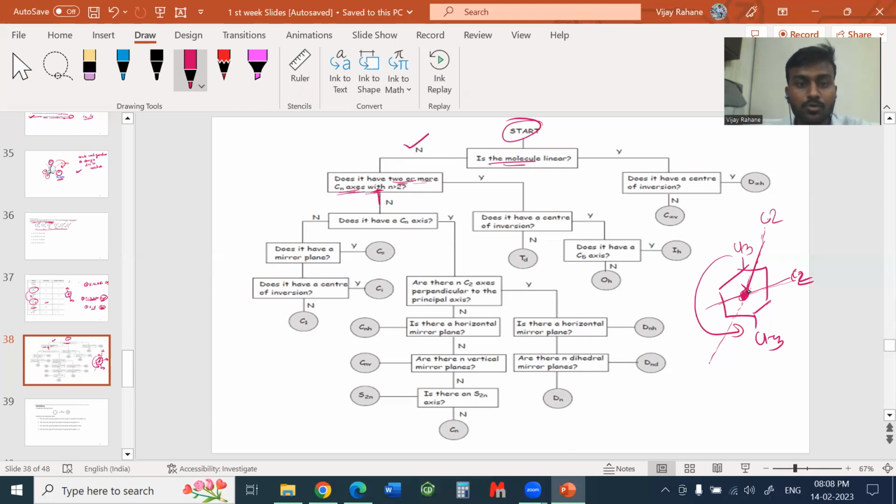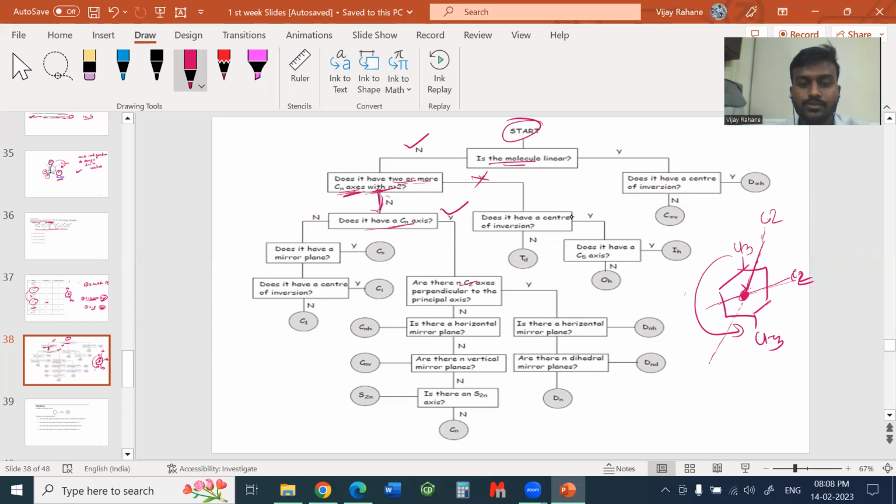Does it have two or more CN with N greater than 2? No, it's not. C2s are there, but not any kind of C3, right? C3. So we'll go to here. We need to check the CN. Does it have the CN axis? Obviously, it is having the CN axis.